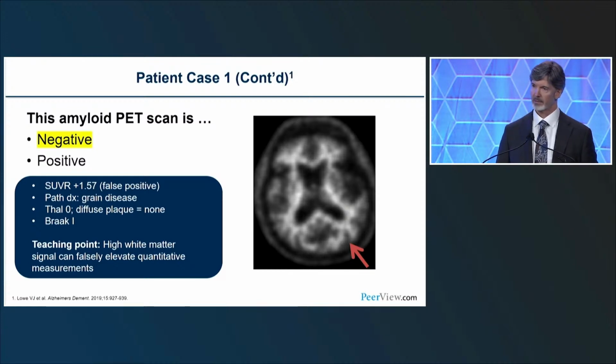So you have to keep that in mind, and still consider the two together, the visual read. This patient had Graves' disease, the thal was 0, there was no diffuse plaque in this patient. Again, it's an autopsy case. So consider high white matter as one of the artifacts that you might want to think about when you're doing quantitation.